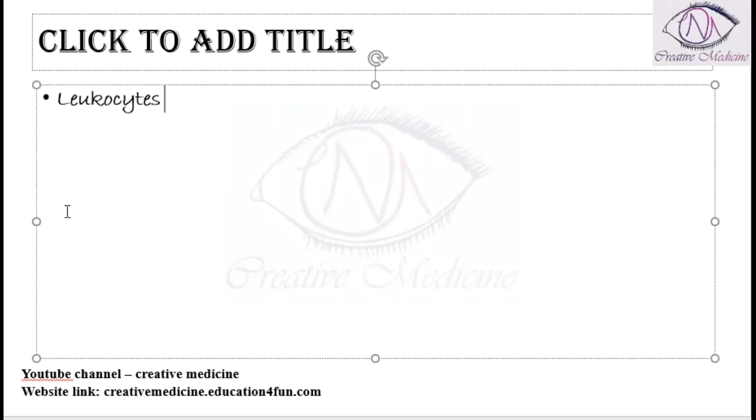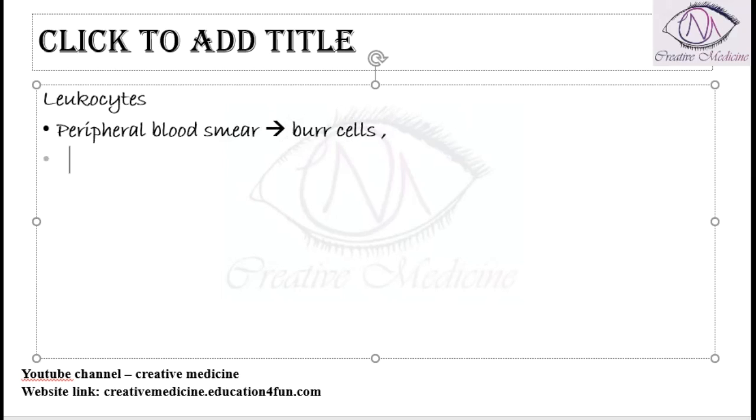Then abnormalities of leukocytes. If you do a peripheral blood smear, you will see the presence of burr cells on the peripheral blood smear, with hypersegmentation of neutrophils. Peripheral burr cells are seen with hypersegmentation of neutrophils in the patients.